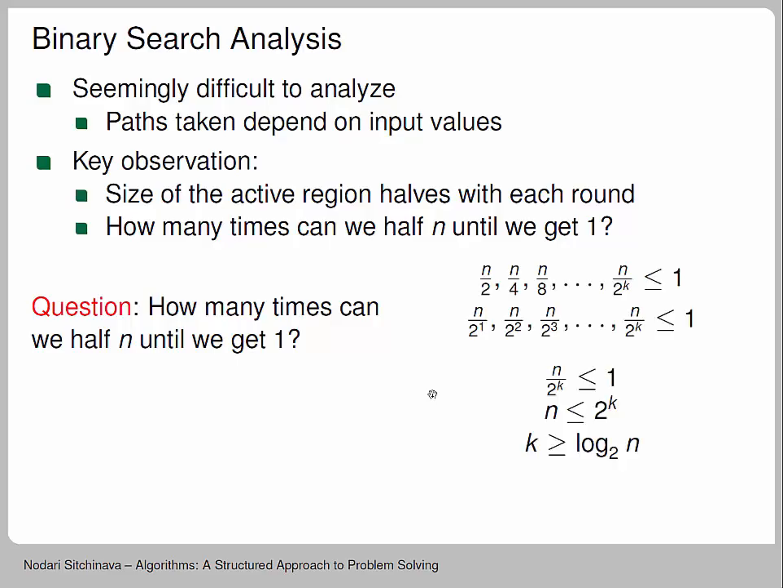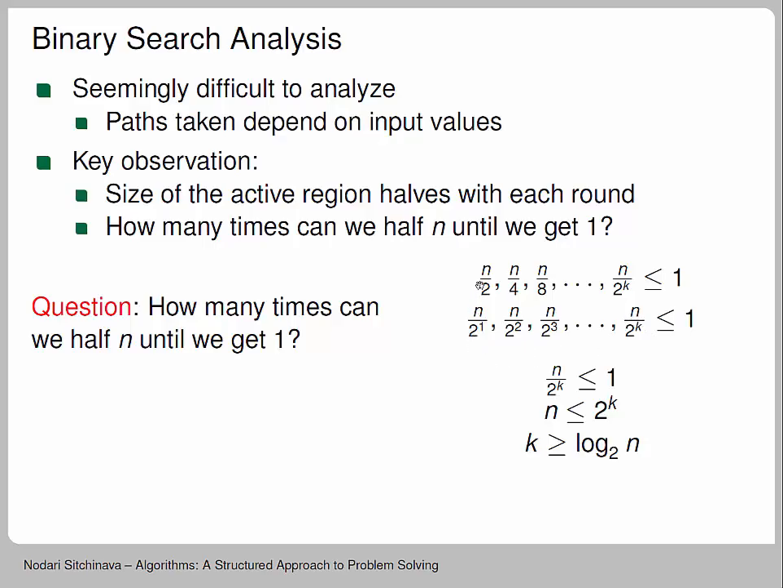Well, this can be easily solved by considering the sequence of numbers that we would consider. First, we'll start with n, then we'll take a half of it, so it's n over 2, then n over 4, n over 8, up to some number that is less than or equal to 1. So if we look at these numbers and we write the denominators using exponents, then it becomes n divided by 2 to the power 1, n divided by 2 to the power 2, n divided by 2 to the power 3, all the way up to n divided by 2 to the power k, for some k.